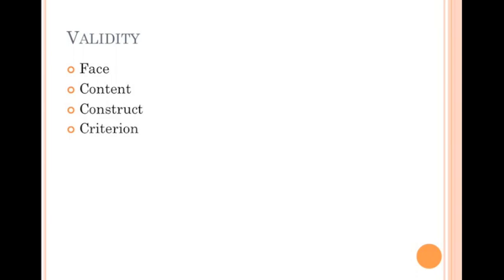By face validity, you need to determine whether the instrument appears to measure what it is intended to. Content validity refers to how well the constructs of interest are comprehensively sampled by the questions included in the instrument. Construct validity measures what the patient tells us. For example, it assesses the observable constructs such as pain, anxiety, or fear of re-injury.